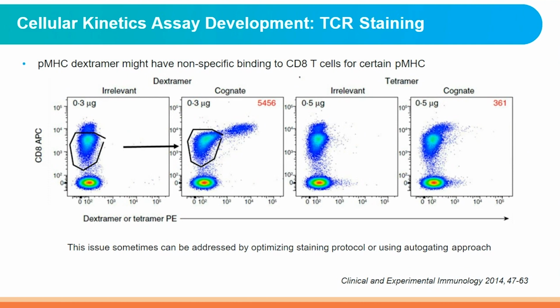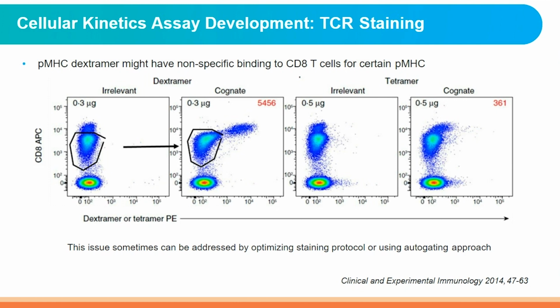However, in some cases, we have seen dextramer have non-specific binding to CD8 T cells for certain peptide MHC complexes. Here is one example from literature. The first graph showed dextramer staining with irrelevant peptide, which is more like an isotype control in the T cell staining. The second graph showed the dextramer staining with cognate peptide. We can see about 5,500 T cells are detected.